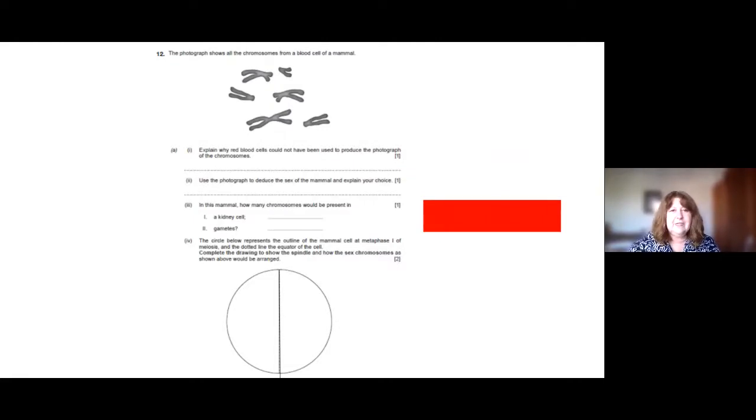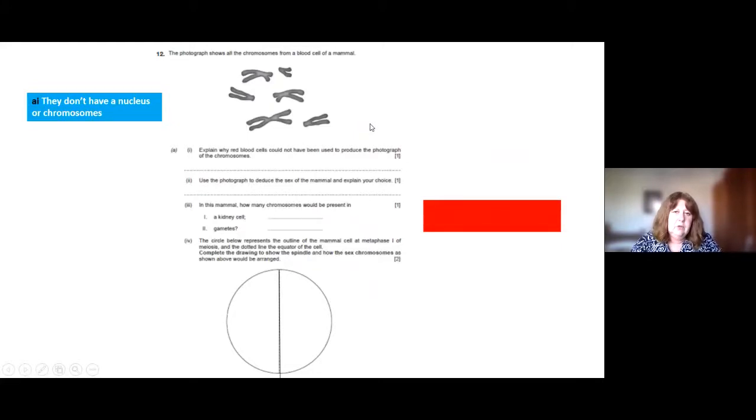The photograph, it says, shows the chromosomes from a blood cell of a mammal. Explain why red blood cells could not have been used to produce the photograph of the chromosomes. Okay, so let's have a look at things here. Now, if we think about red blood cells, we know red blood cells don't have a nucleus. So actually that is something that we've been learning about for years, really. They couldn't have come from the red blood cells because we haven't got a nucleus there filled with the chromosomes.